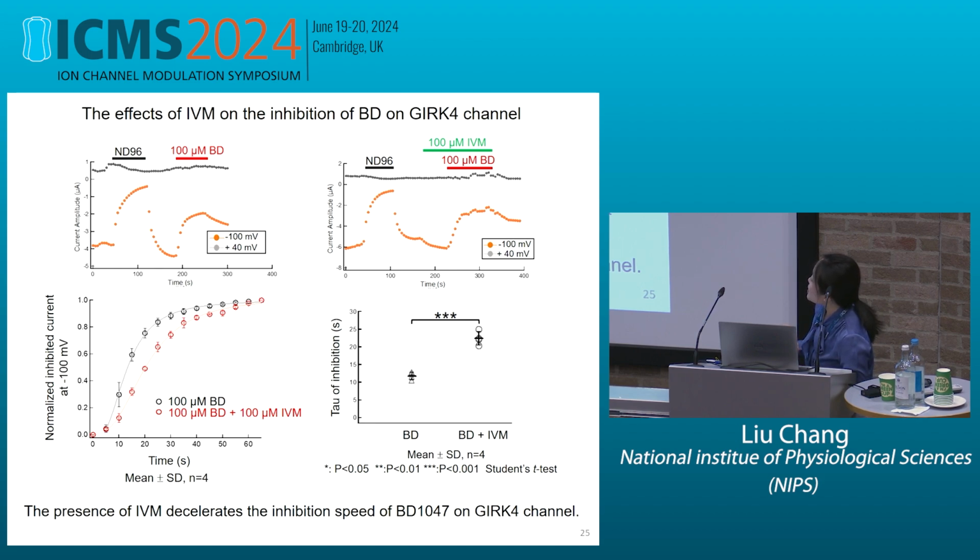You can see this curve shifted to the right side, and we calculated the tau from this figure, and indeed, in the presence of ivermectin, the inhibition time becomes longer. So this, again, suggests that the presence of ivermectin decelerates the inhibition speed of BD on the GIRK4 channel, reflecting some competition between BD and ivermectin at the same position.